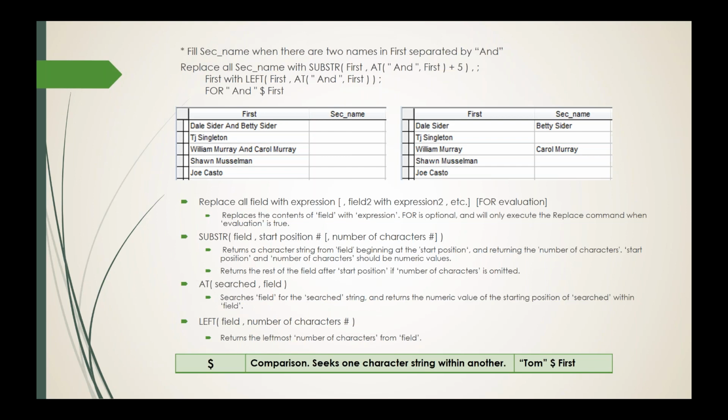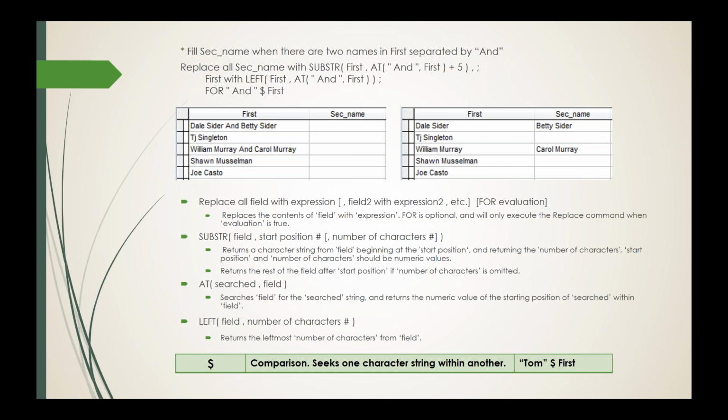For this, we're going to say, well, we need to start at the "and" or after the "and" within the first field. So in order to actually specify that position, we're going to use the AT function, because we want to find the numeric position of the "and" string in our first field. So there you can see as the second parameter, we actually have an AT function.